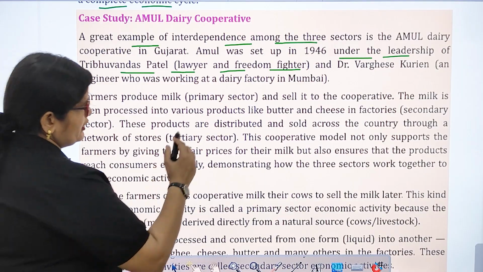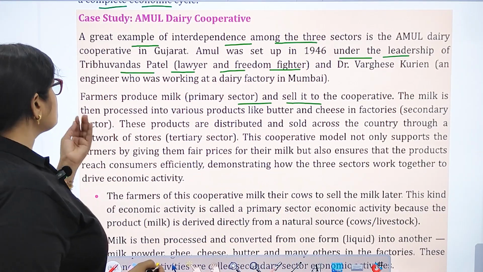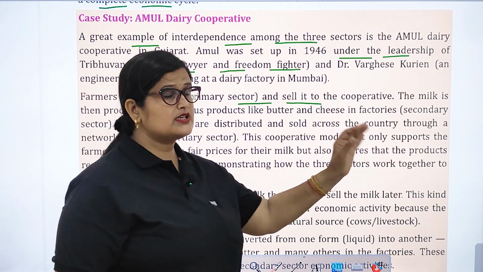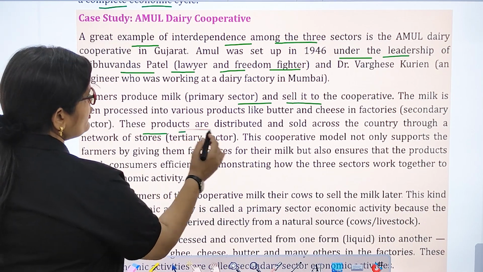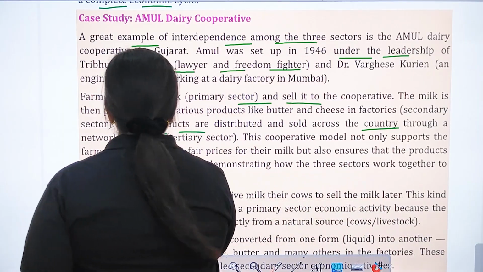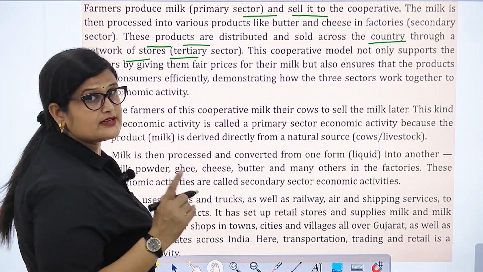So farmers produce milk, primary sector, and sell it to the cooperative. The milk is then processed into various products like butter and cheese in factories. So what is this? Secondary sector. These products are distributed and sold across the country through a network of stores. So this is the tertiary sector. So all three sectors have come into play.